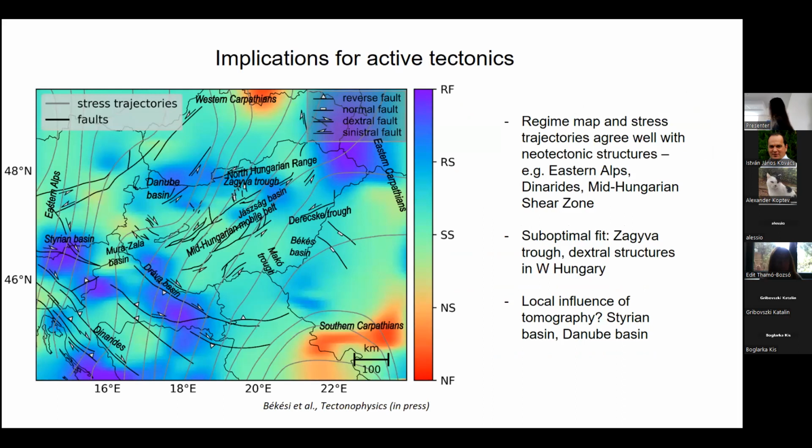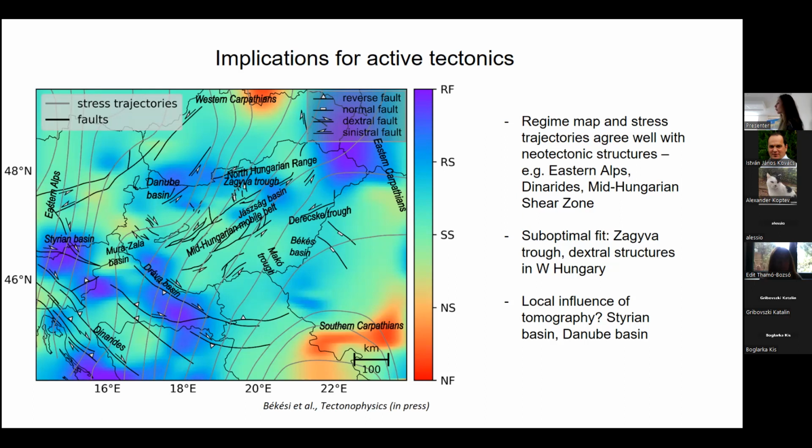So if we move further, based on these interpolated stress orientations, we calculated stress trajectories. Basically, these gray lines represent the orientation of the maximum horizontal stress here. These trajectories and the background tectonic regime map were compared to neotectonically active structures. All in all, we can say that they show very good agreement in many locations. For instance, the sinistral structures in the Eastern Alps and along the Mid-Hungarian mobile belt, also the thrust structures in the Dinarides fit well both with the trajectories and also with the type of the stress field.